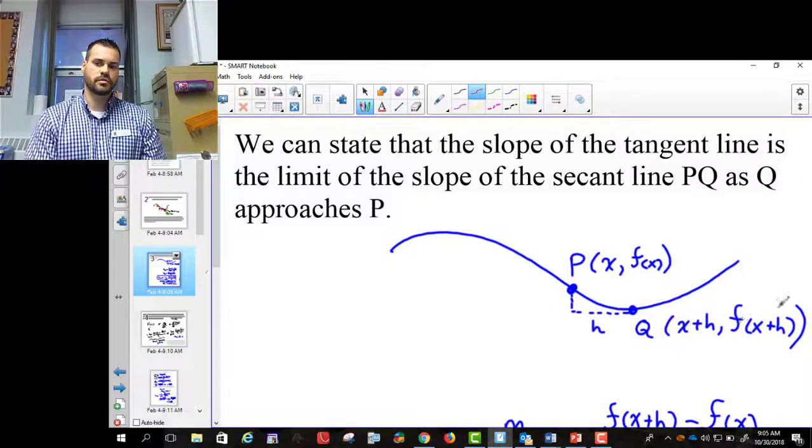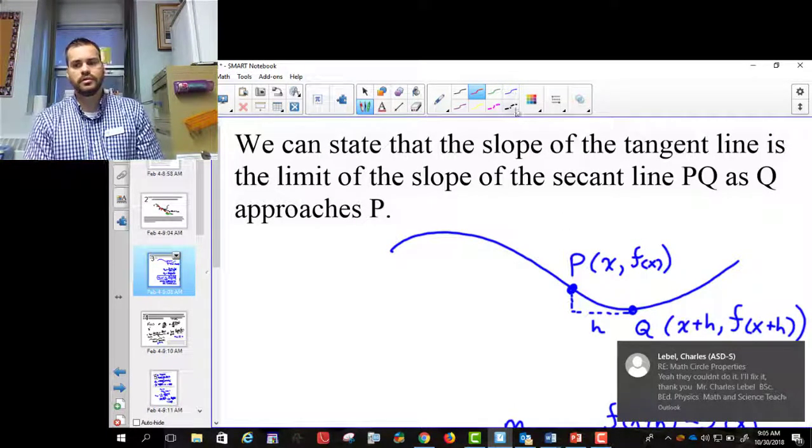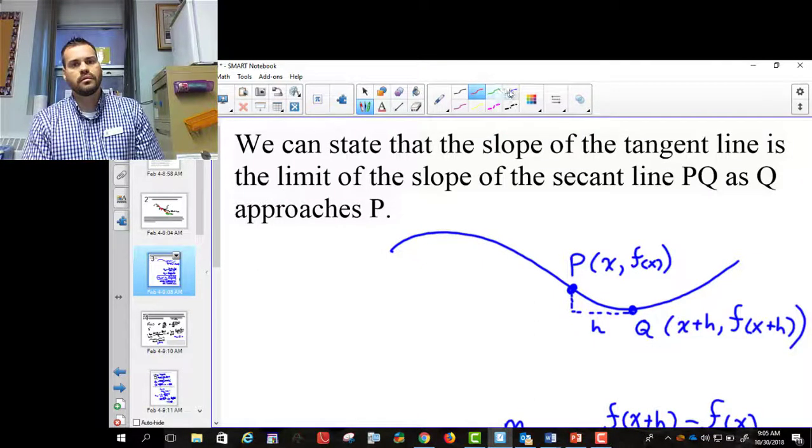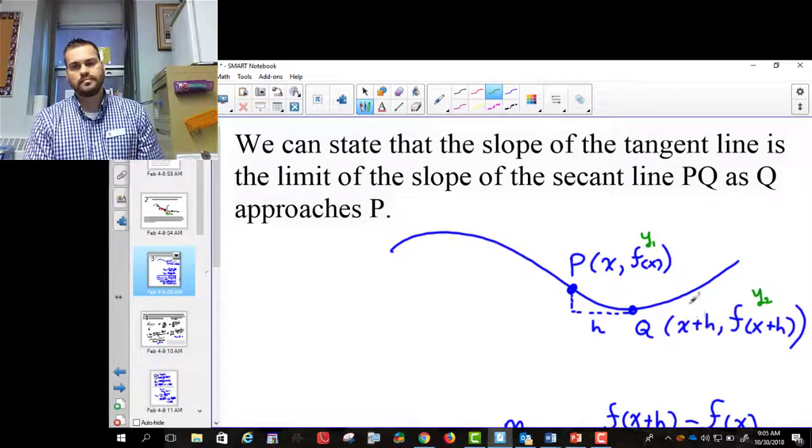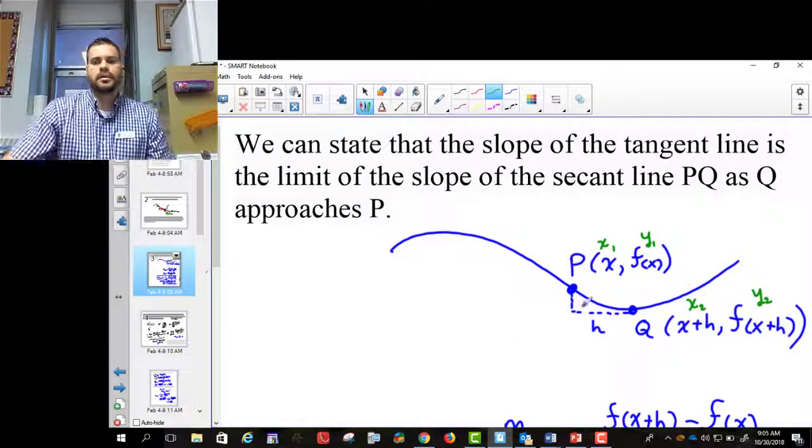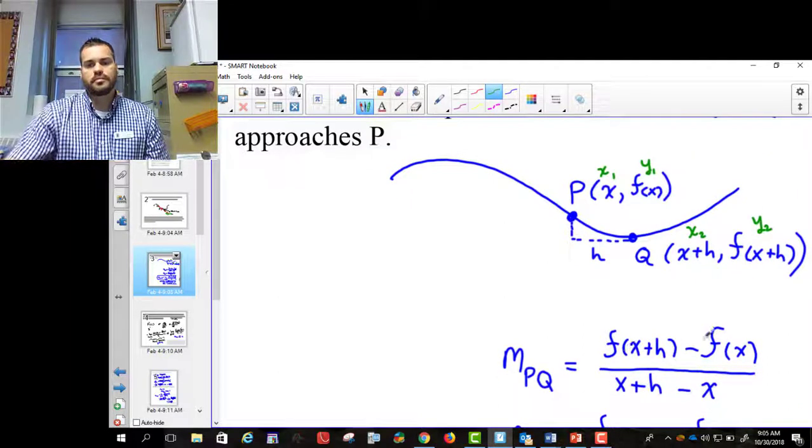And the slope formula we just looked at was y2, which is f of x plus h, minus y1. So if you want to label these, maybe with a different color so you can see what I'm doing. That's y2, that's y1, and then that's x2, and that's x1. Okay, so my slope becomes this: f of x plus h minus f of x, divided by x plus h minus x. And I can put this in brackets. I don't need to, but just so you can see, there's y2, y1, there's x2, and there's x1.